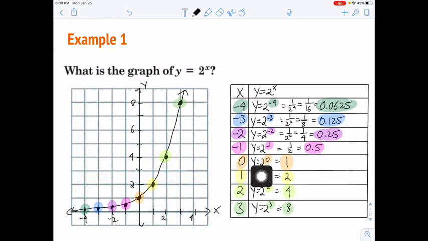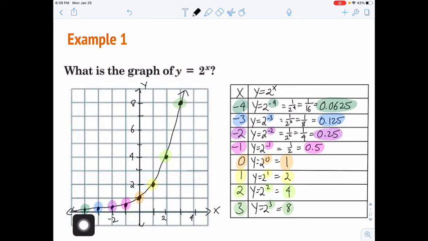If we plug in 0, we get 2 to the 0 power. Anything to the 0 power other than 0 is 1. If we plug in 1, we get 2 to the 1st, or 2. If we plug in 2, we get 2 squared, or 4. If we plug in 3, we get 2 cubed, or 8. Each of these points is plotted on the graph and color coordinated.